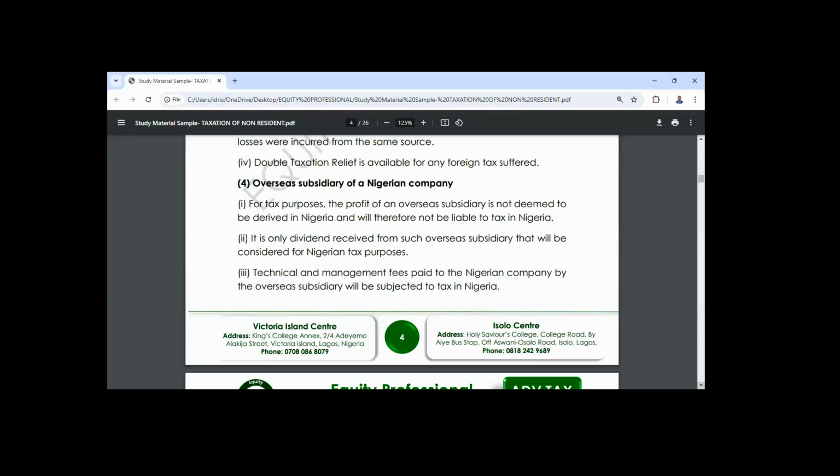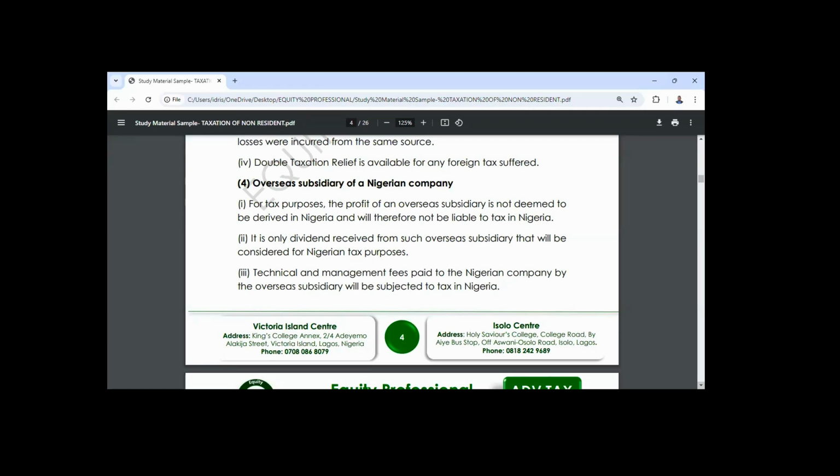This one is subsidiary, not a branch. The third one we looked at before this was branch, but this one is subsidiary. They said the profit of the overseas subsidiary will not be deemed to be derived in Nigeria, and it is therefore not liable to tax in Nigeria, because the overseas subsidiary is going to be registered as a corporate entity in the overseas country under their law.